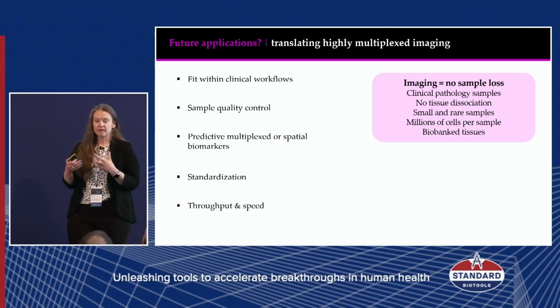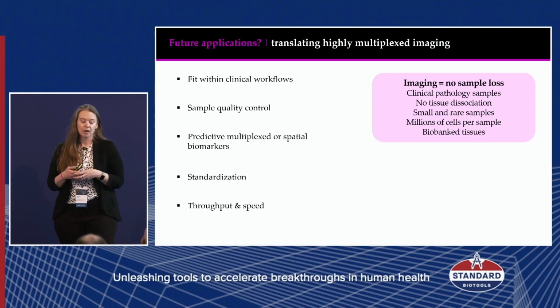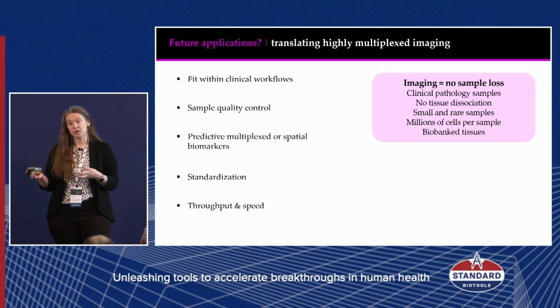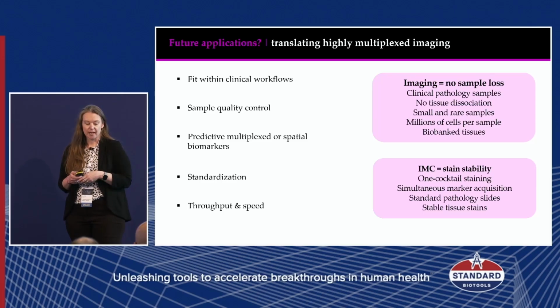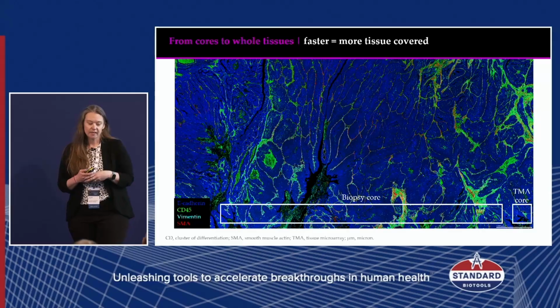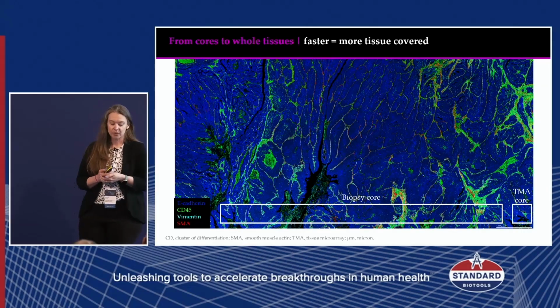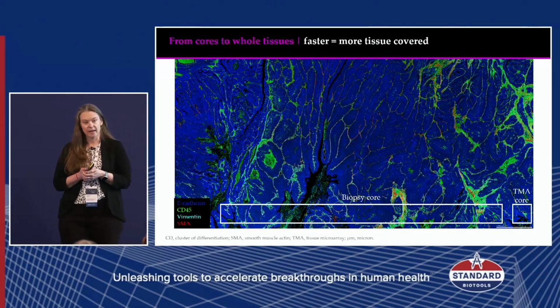And so we still think that imaging is the right modality. There's no sample loss. You can do smaller, rare samples. There's no dissociation. You can do biobank tissues. We think that IMC is the answer because it's a one-stain cocktail. You can do simultaneous marker acquisition, and also ultimately there's stability in that tissue stain.